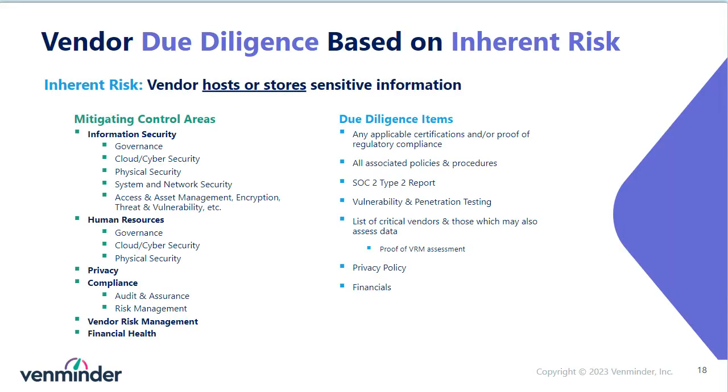Now here's the fun part. We're going to dive into 6 different inherent risk factors and review not only the control areas or subjects you'll want to validate, as seen in the slide on the left-hand side, but the actual documents you should ask to validate for those subjects, areas, or controls.